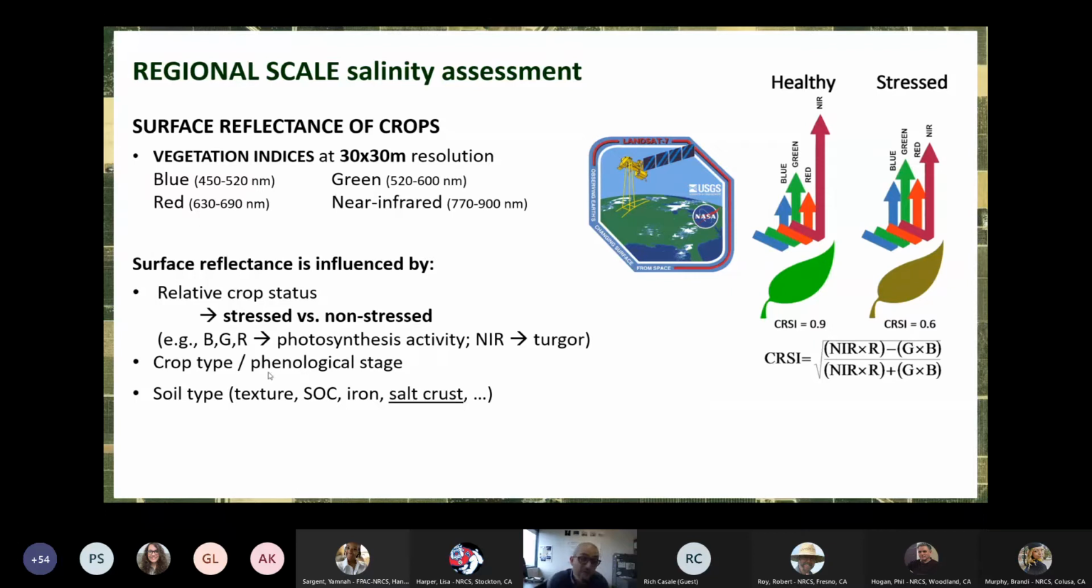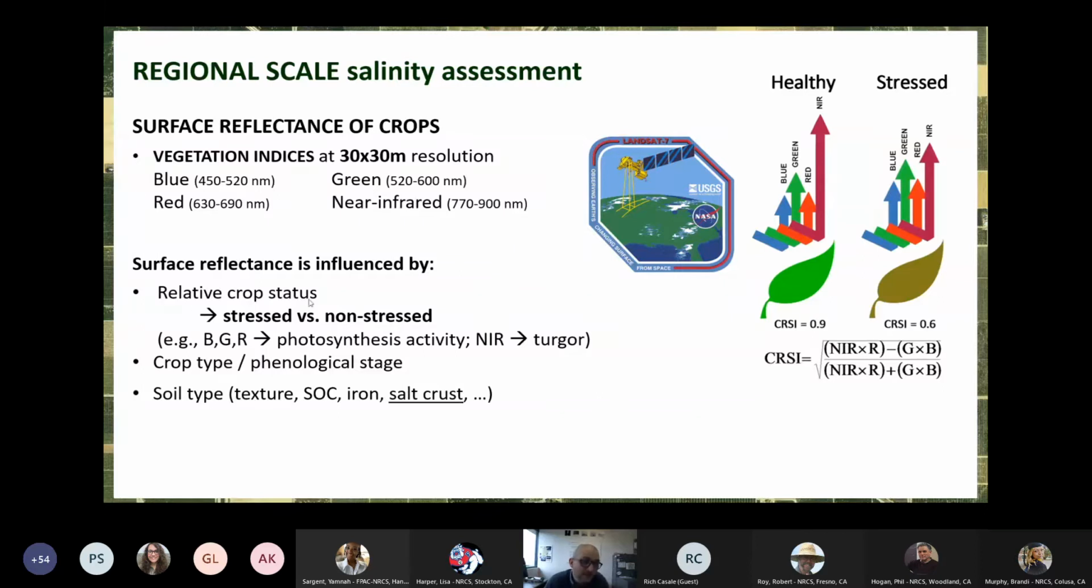So if you have corn versus cotton, they would have different spectral properties, as well as the phenological stage. So when the crop is smaller, emerging from the soil, it will have different spectral properties than when it's fully grown, or when it's later on in senescence and it's dying out at the end of the season.